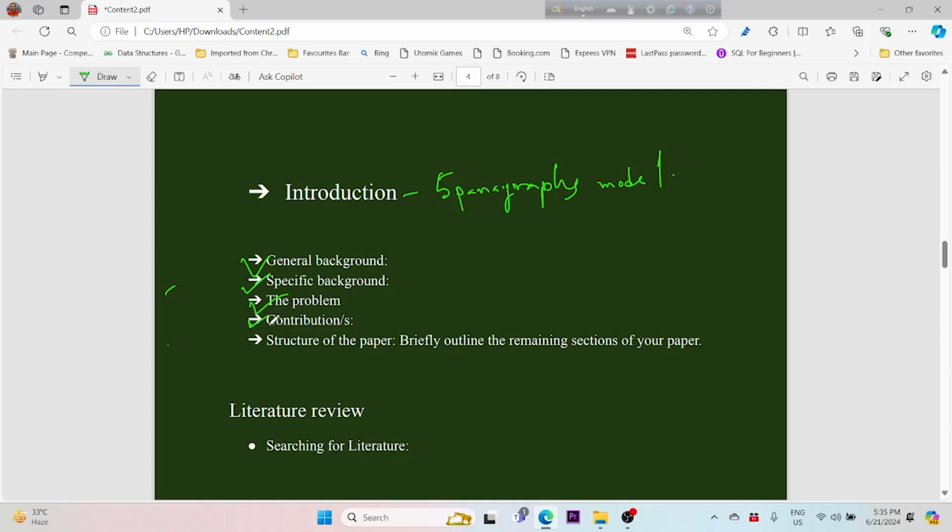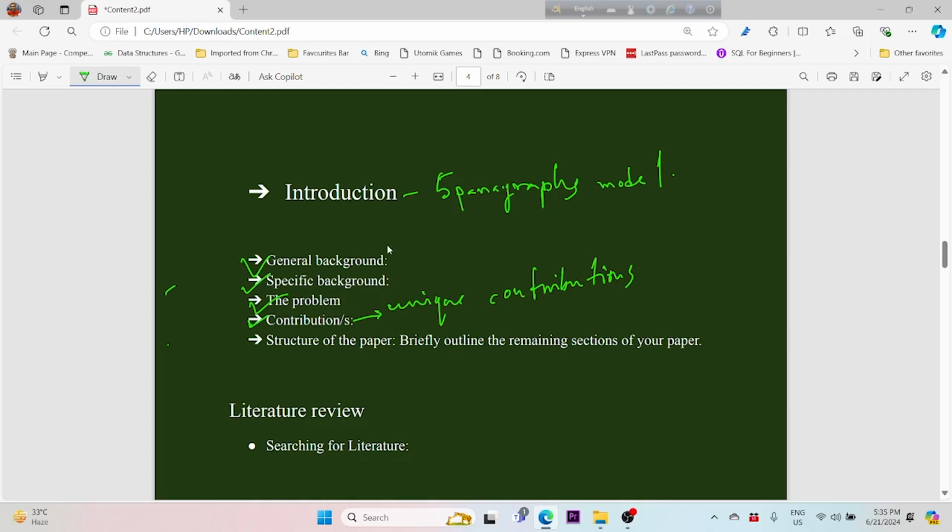And the fourth paragraph will have to be the contribution part. So you have to describe the unique contributions your research makes to the field. And the last paragraph will be the structure of the paper. You have to briefly outline the remaining sections of your paper.